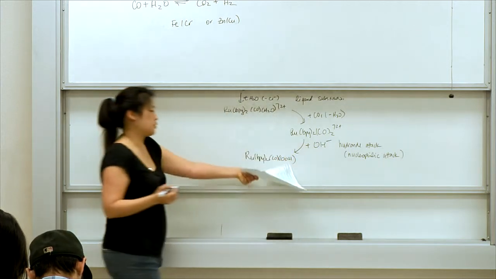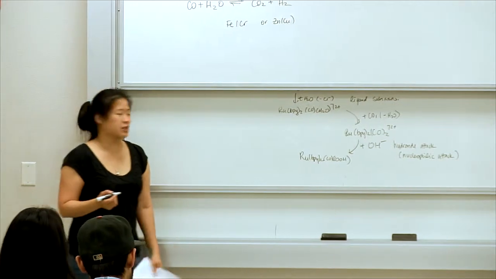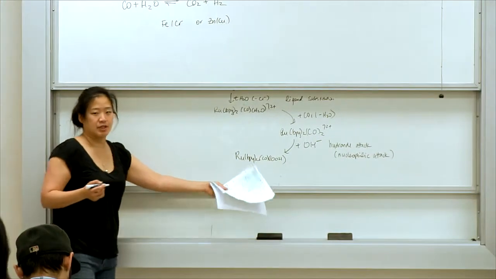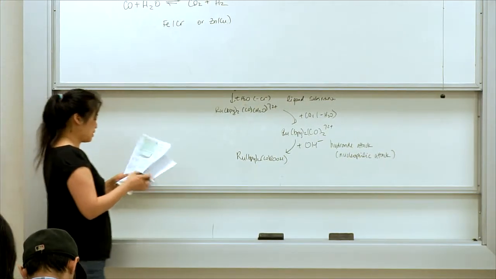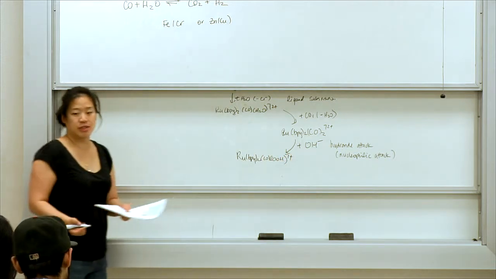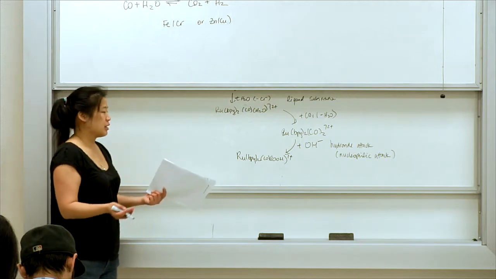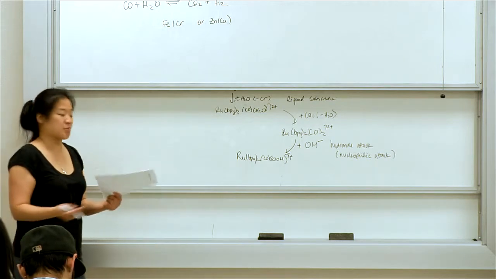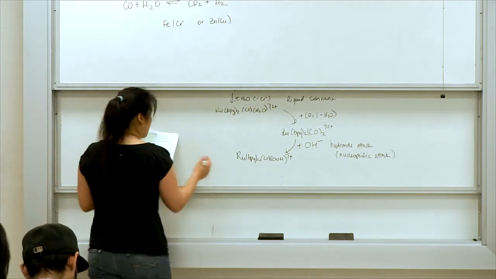Right, so you get a carboxylate because you had a hydroxide attack onto the CO, and your end result is a carboxylate ligand. This is now 1+, so you haven't changed oxidation state at all. These are all reactions that are happening without a change in oxidation state of the ruthenium center.